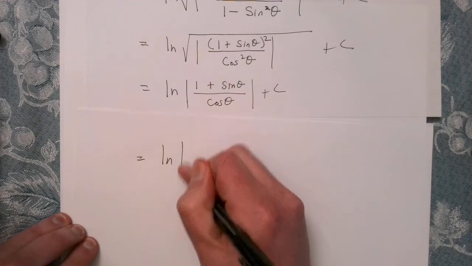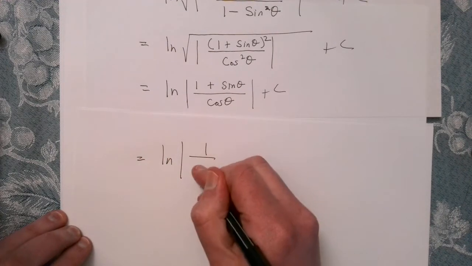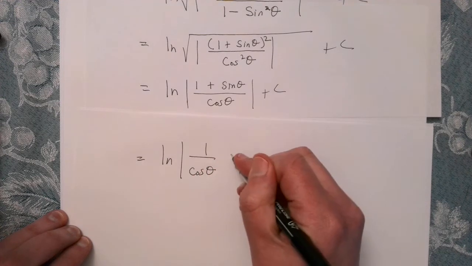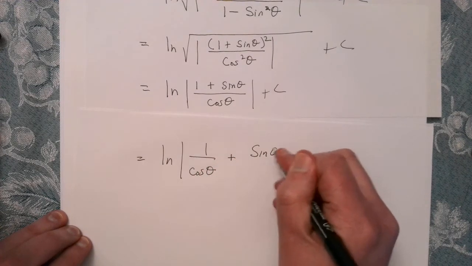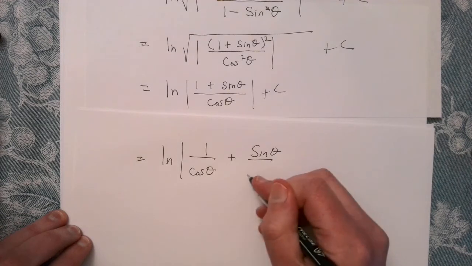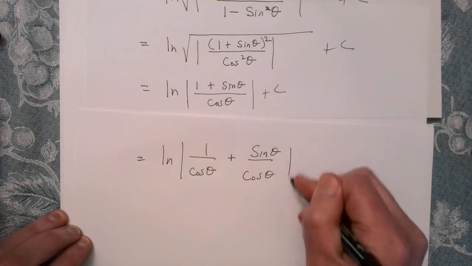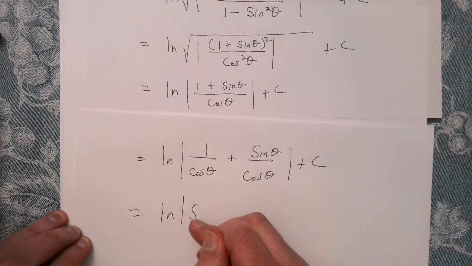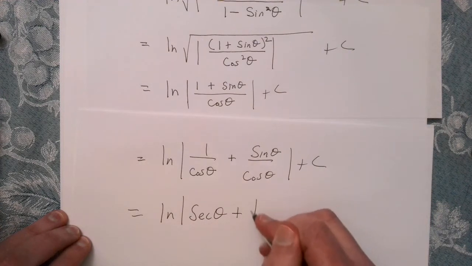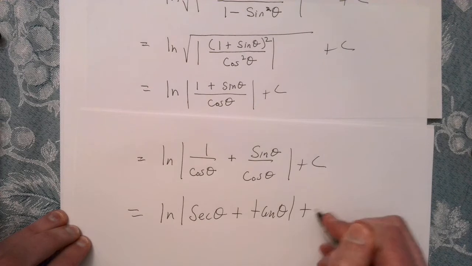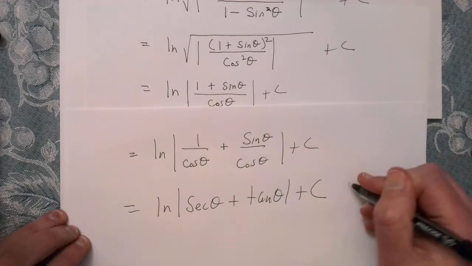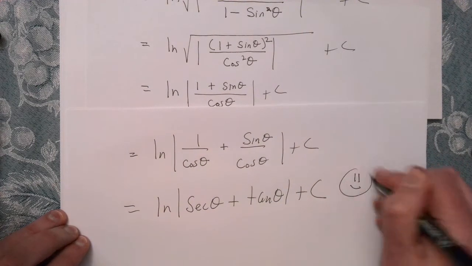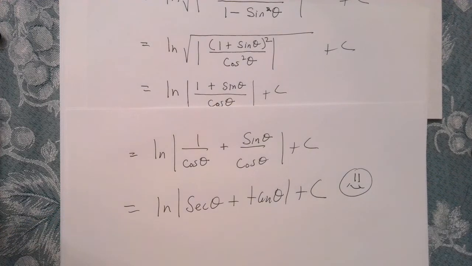Yeah, so this one is very satisfying. We're directly computing, we can see the end result makes sense. And we're left with the ln of absolute secant of theta plus tangent of theta plus c. So I really, really like that one.